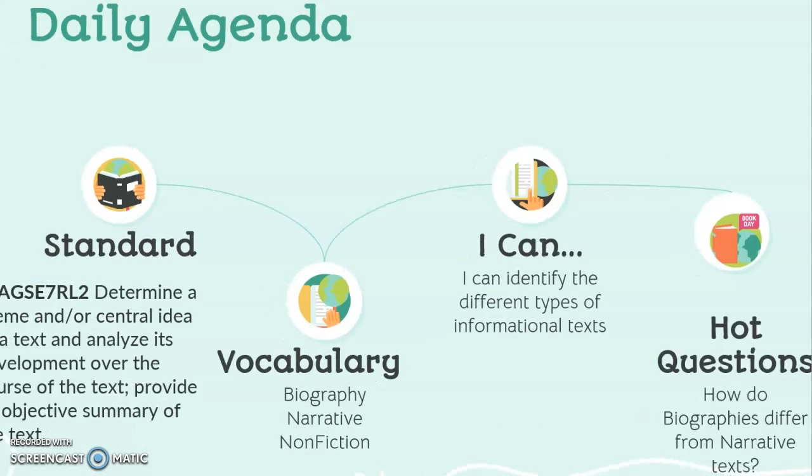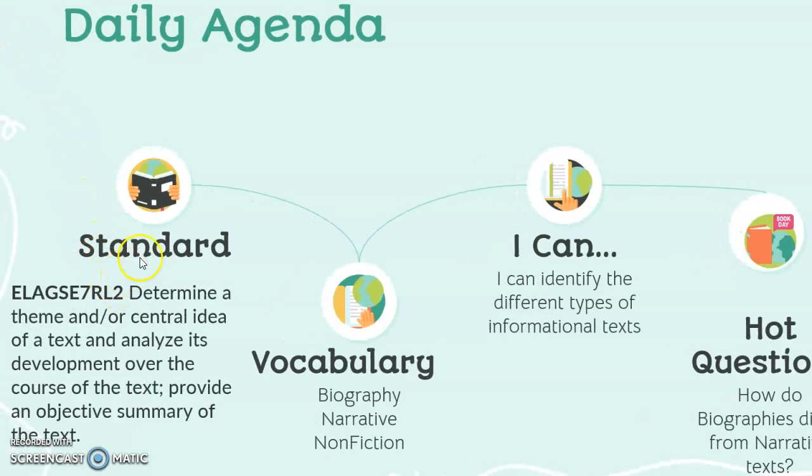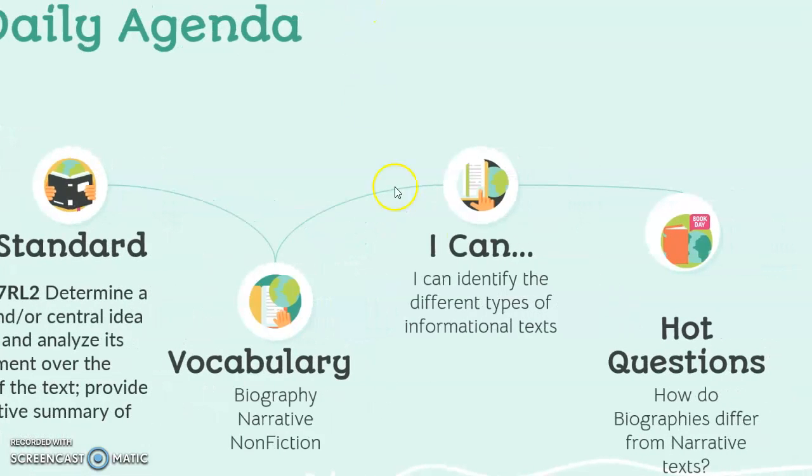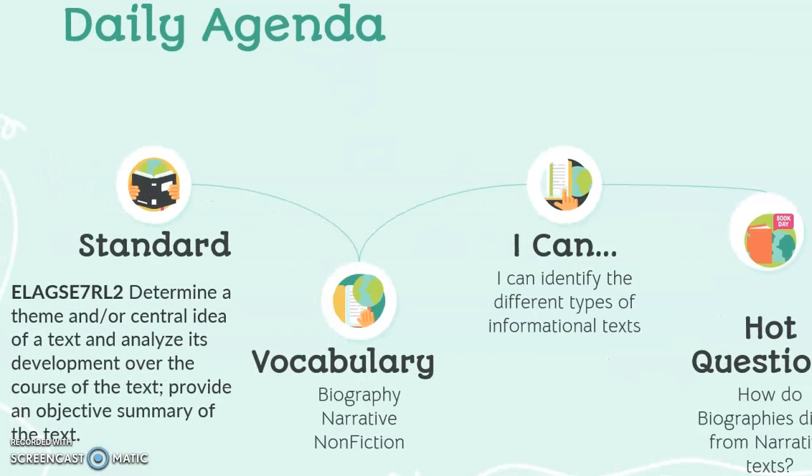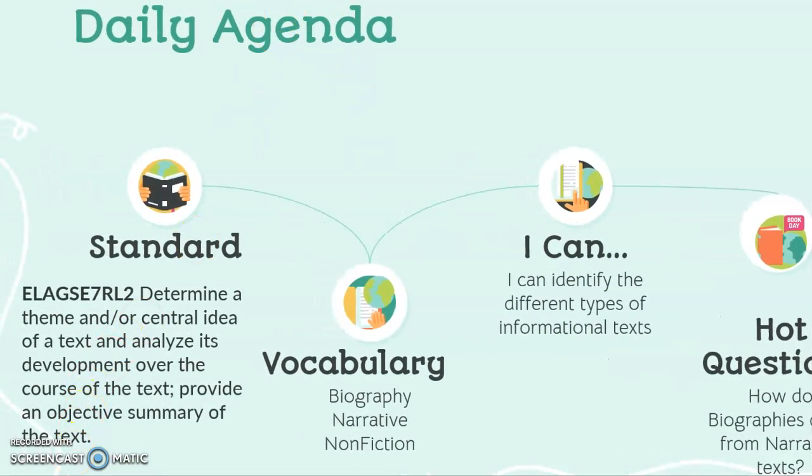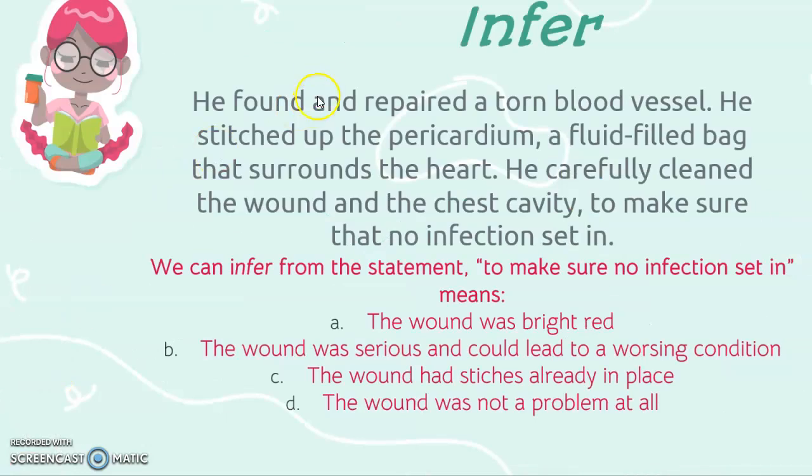So, for our daily agenda, our standard is the ELA RL2, which we are going to continue discussing and determining theme and central idea so that you can identify the different types of informational texts. Hot questions are things like how do biographies differ from narratives? And so we're going to just continue our discussion on different types of informational texts.